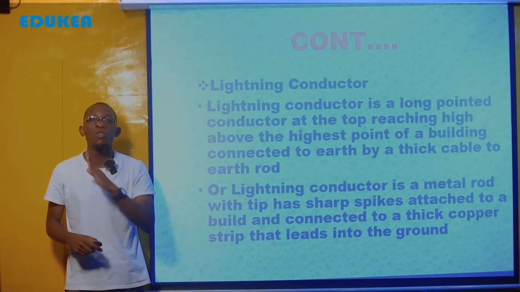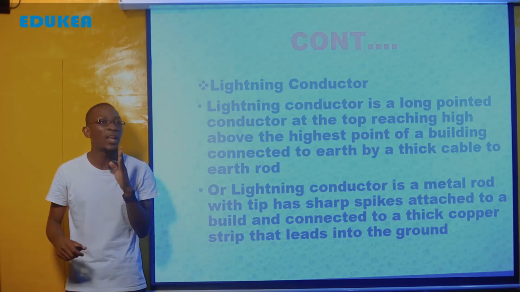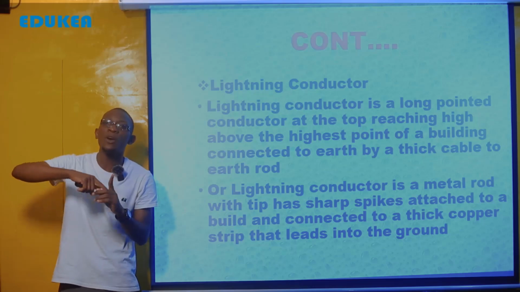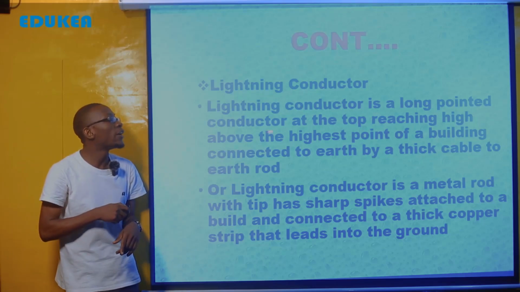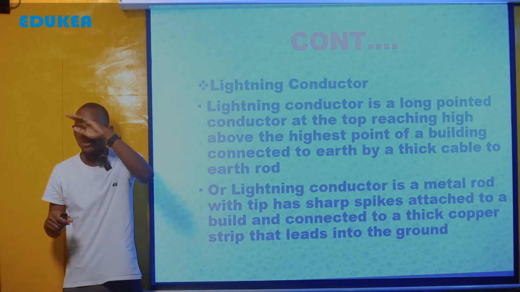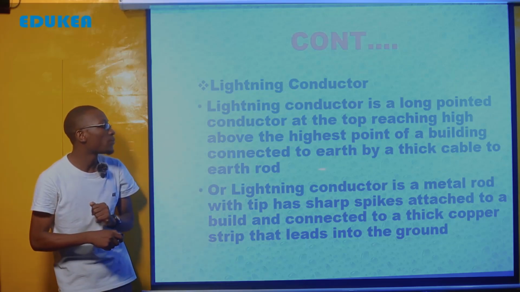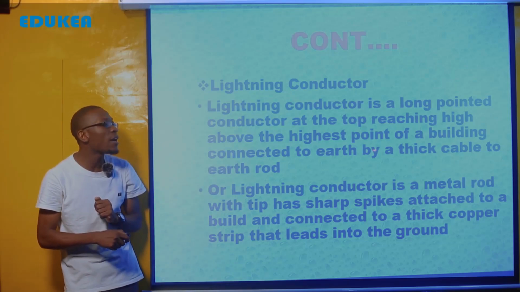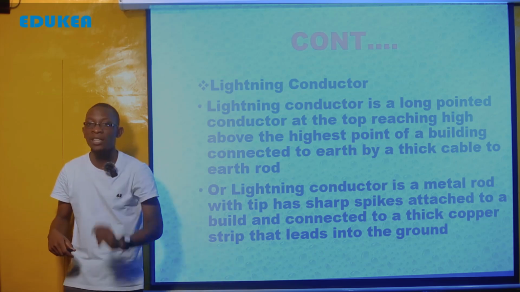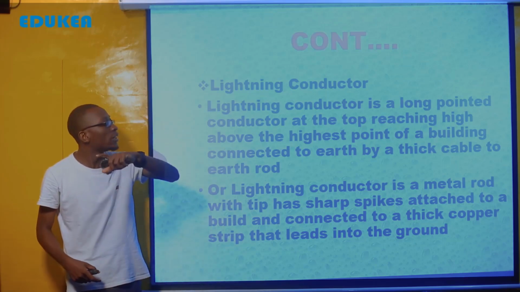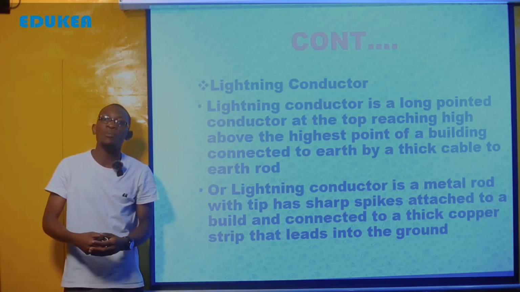So lightning conductor is just like a long pointed conductor. Ni conductor ambayo inakuwa ndefu zaidi, ambayo tunaiweka at the top reaching high above the highest point of the building. Yani urefu wake ni zaidi ya lile jengo. Tunakuwa tumeconnectiwa to the earth by a thick cable to earth's load. Tunaconnectia na waya wa earth ili ishuke chini, ili wakati radi itakapokuwa imepiga pale kwenye ile lightning conductor, basi zile charges zitachukuliwa, zitashushwa moja kwa moja ground bila kuleta madhara.